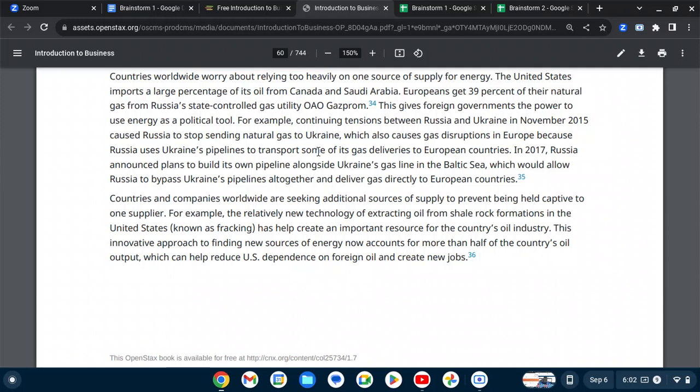For example, continuing tensions between Russia and Ukraine in November 2015 caused Russia to stop sending natural gas to Ukraine, which also caused gas disruptions in Europe because Russia uses Ukraine's pipelines to transport some of its gas deliveries to European countries. In 2017, Russia announced plans to build its own pipeline alongside Ukraine's gas line in the Baltic Sea, which would allow Russia to bypass Ukraine's pipelines altogether and deliver gas directly to European countries.